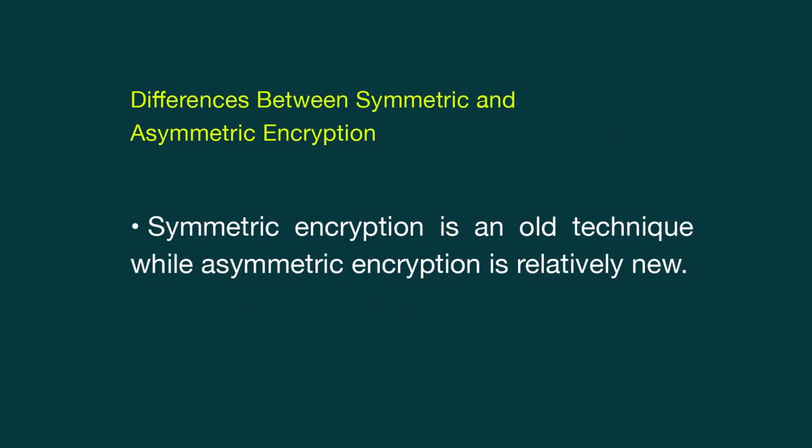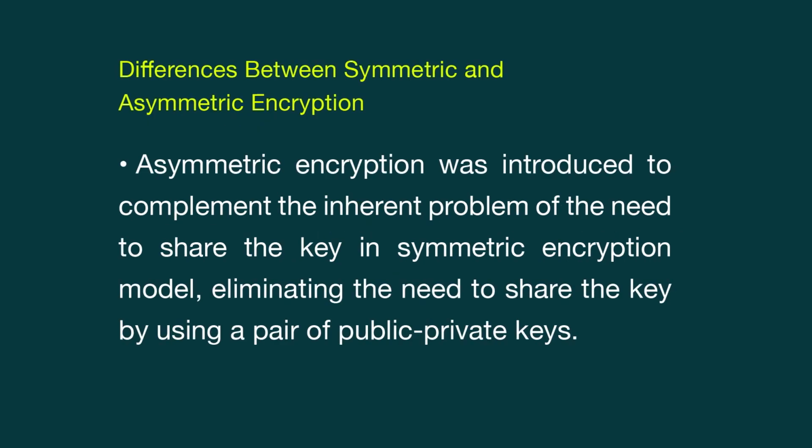Symmetric encryption is an old technique, while asymmetric encryption is relatively new. Asymmetric encryption was introduced to complement the inherent problem of the need to share the key in the symmetric encryption model, eliminating the need to share the key by using a pair of public and private keys.